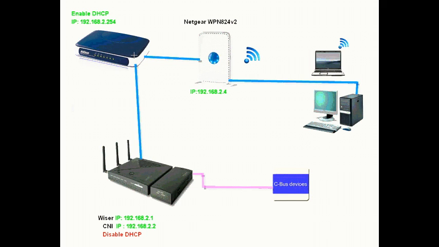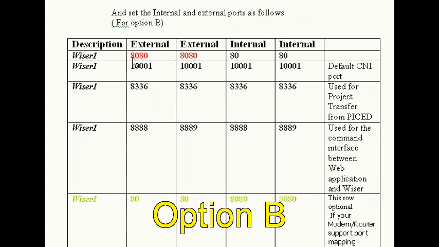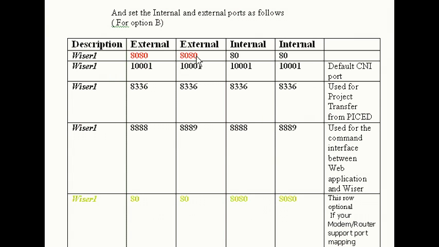This could be a typical setup at home, basically having an ADSL modem and some sort of a wireless router, with wireless devices and wired devices attached to the modem, and also a connection from your ADSL modem to your Wiser home control. This is our table for port forward, option B. The only ports you can change are these two in red. They are fixed.